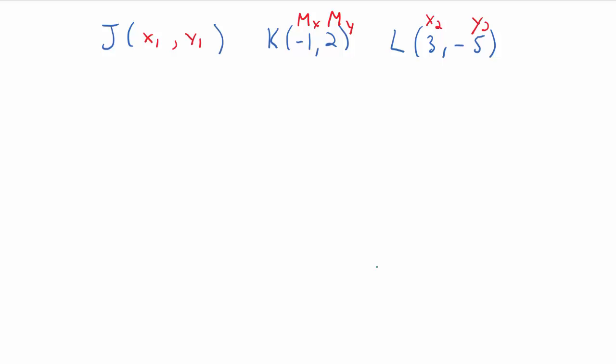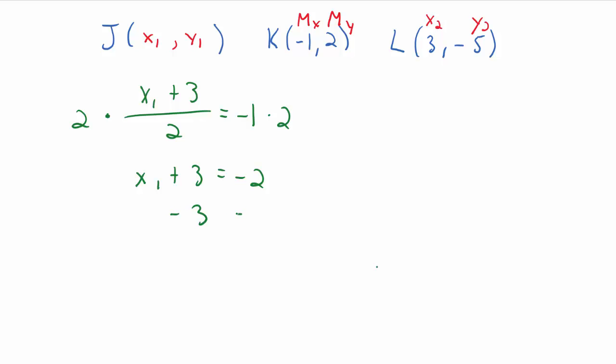Let's go ahead and set up our problem with the midpoint formula. X1 plus X2, which we know to be 3, divided by 2 will give us the x coordinate for the midpoint, which is negative 1. Let's go ahead and solve for x1. So we're going to multiply both sides by 2, which will leave us with x1 plus 3 equals negative 2. Subtract 3 from both sides, and our x1 coordinate is going to be negative 5.